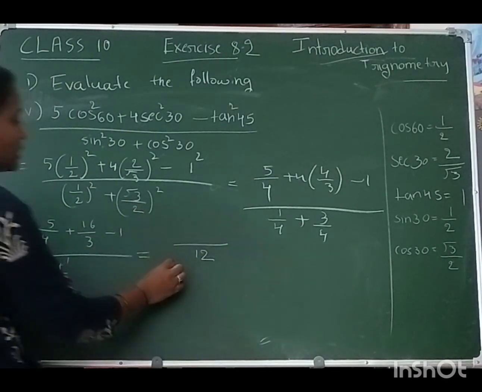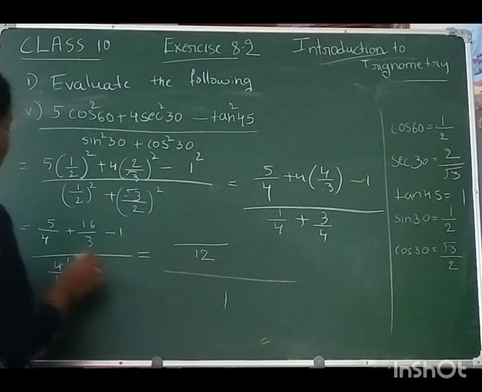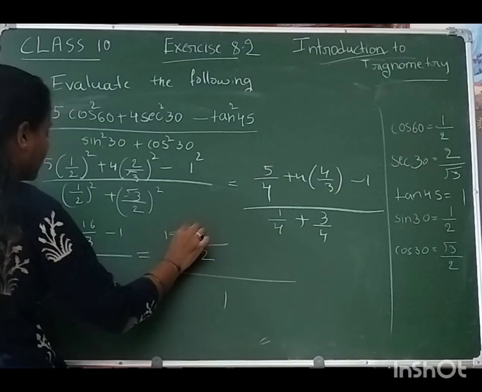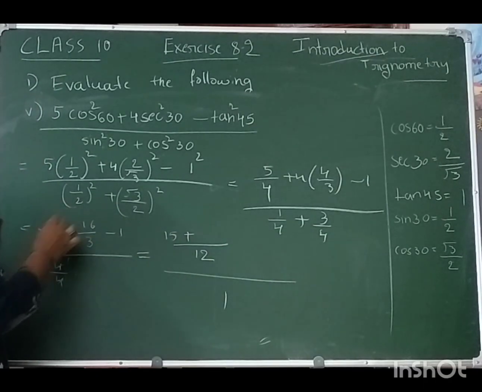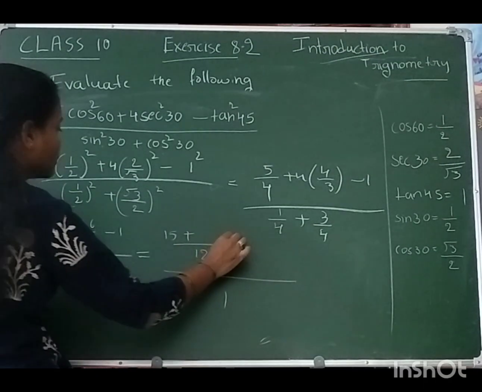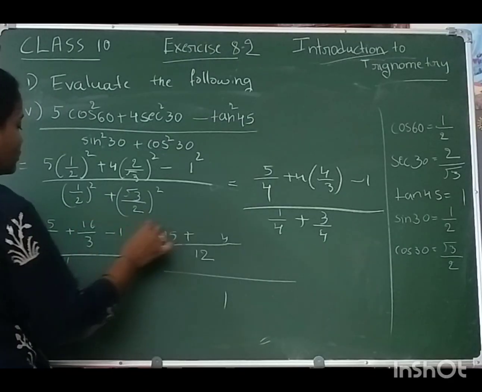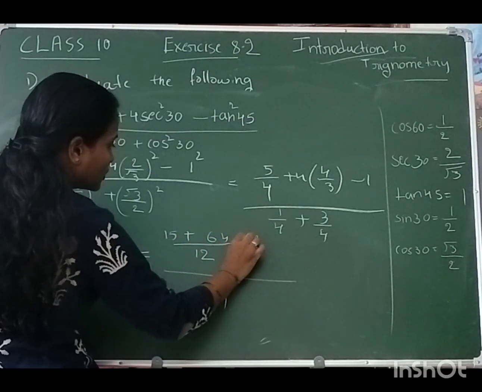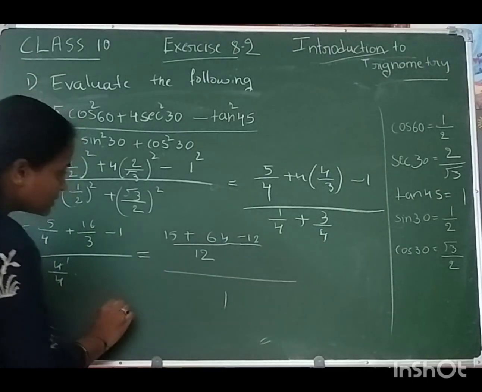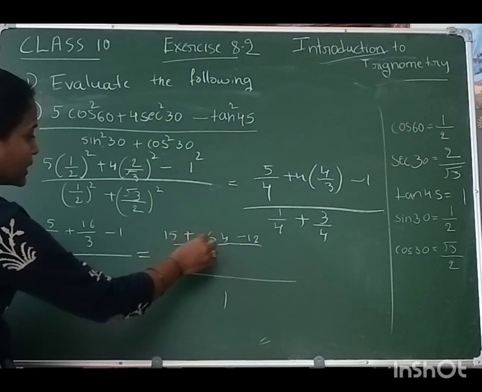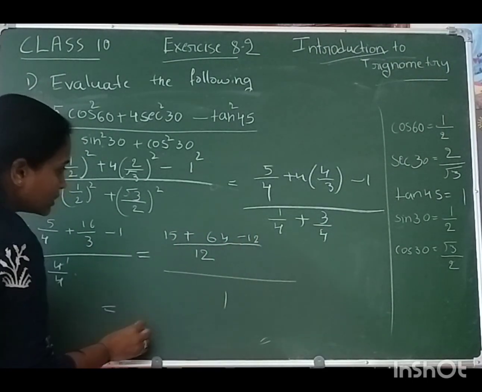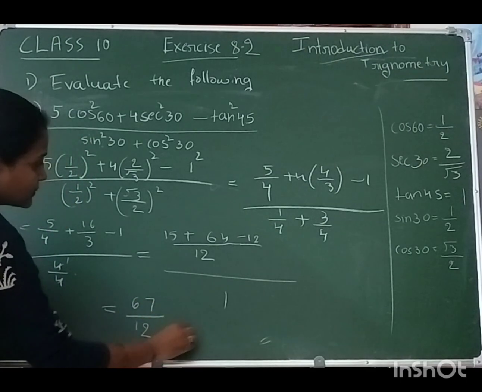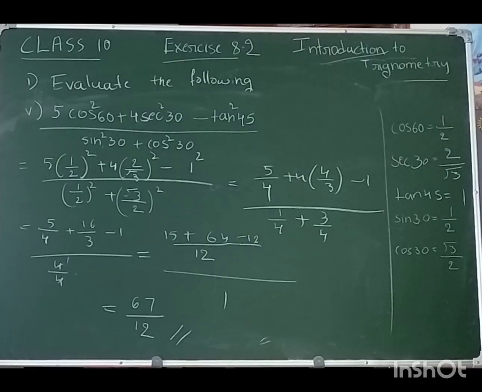So denominator is 1. So in numerator it will become 5 3s are 15 plus 16 into 4, that is 64, minus 12. So denominator is 1, we'll leave that. So upon addition 15 plus 64 minus 12, we'll get 67 divided by 12. So answer is 67 by 12.